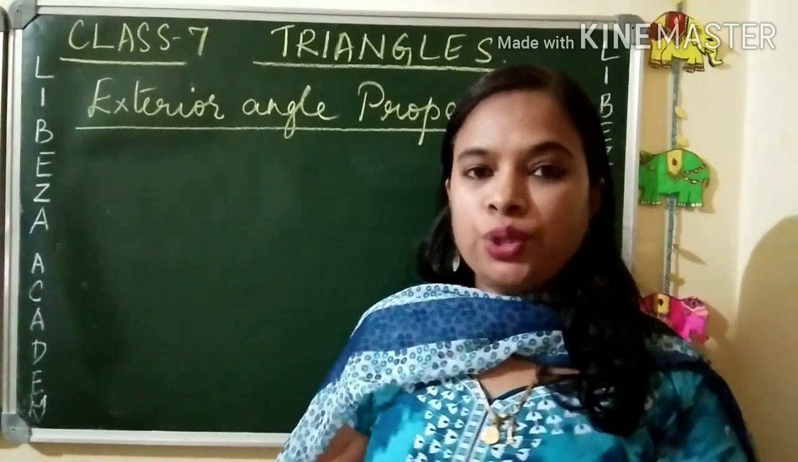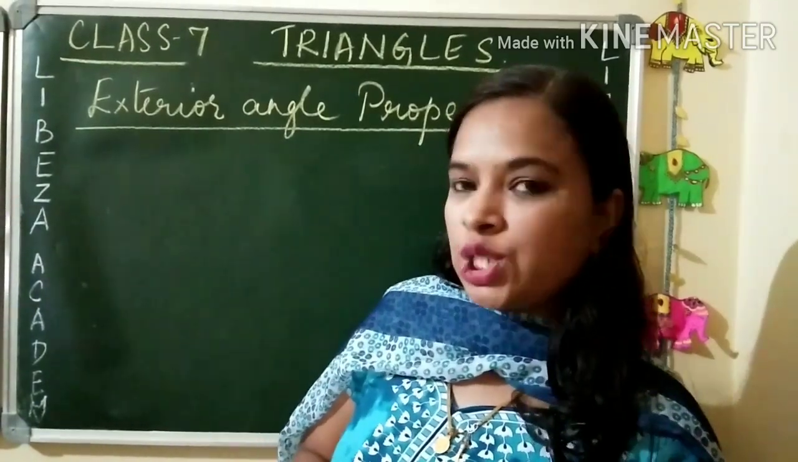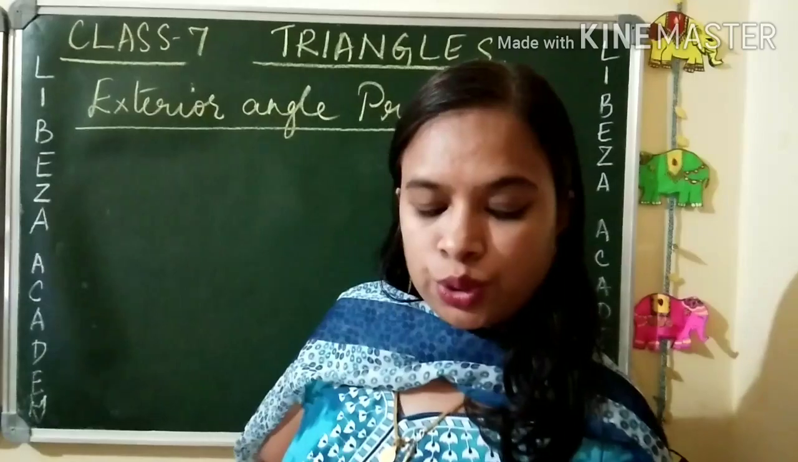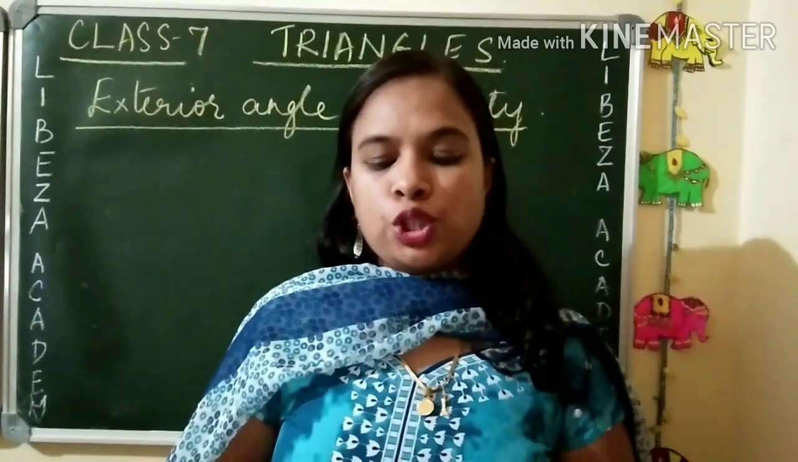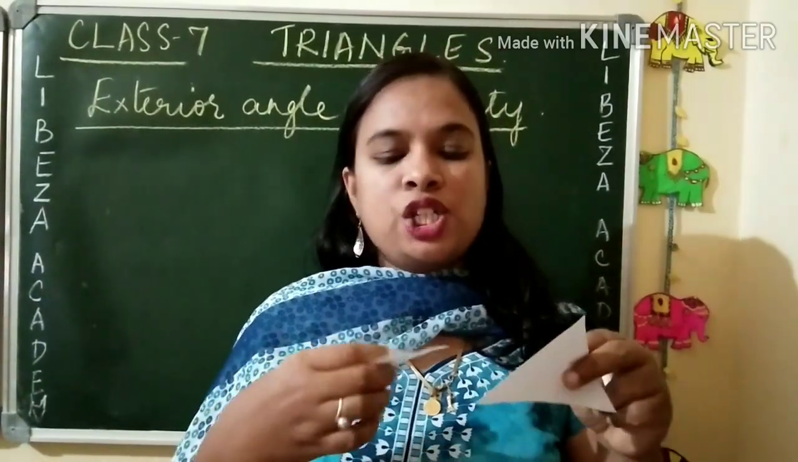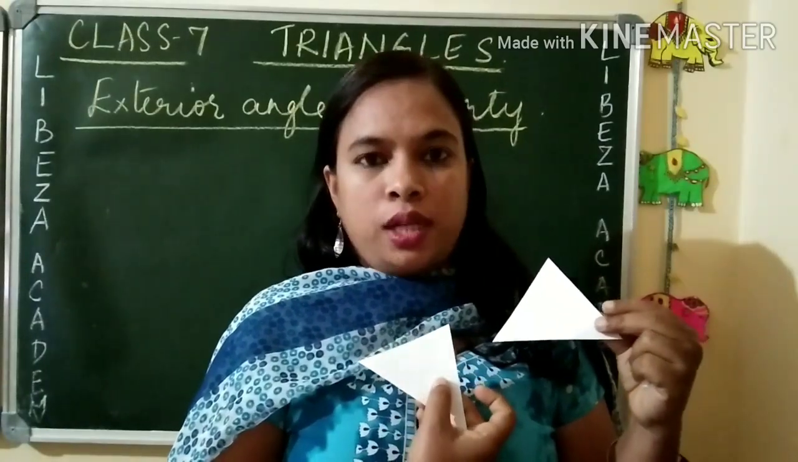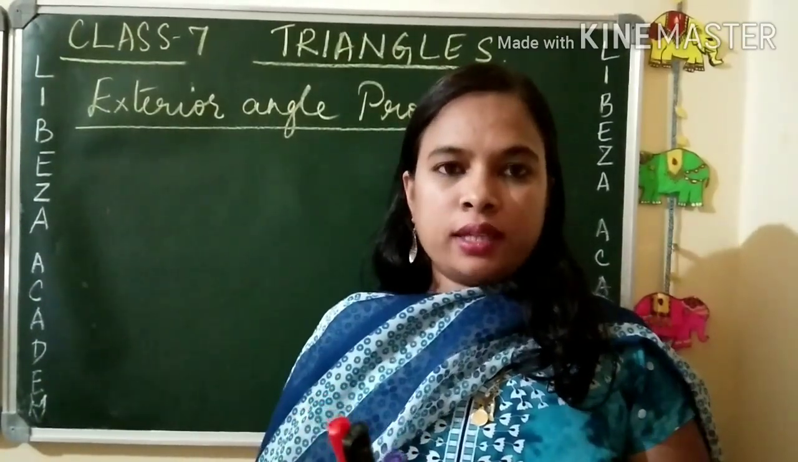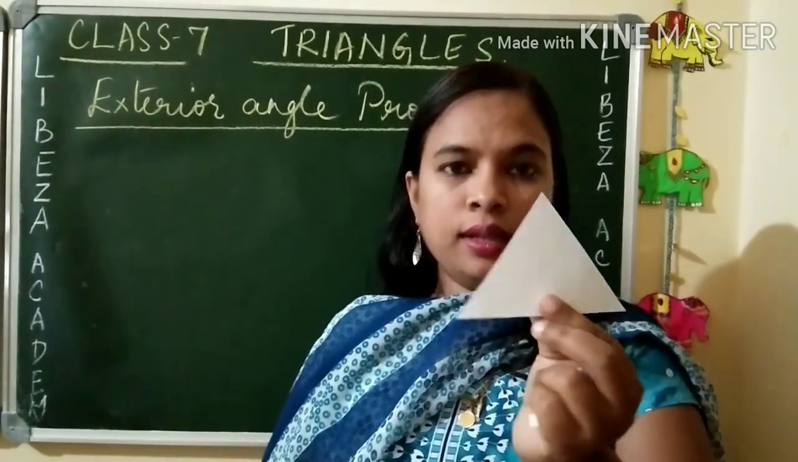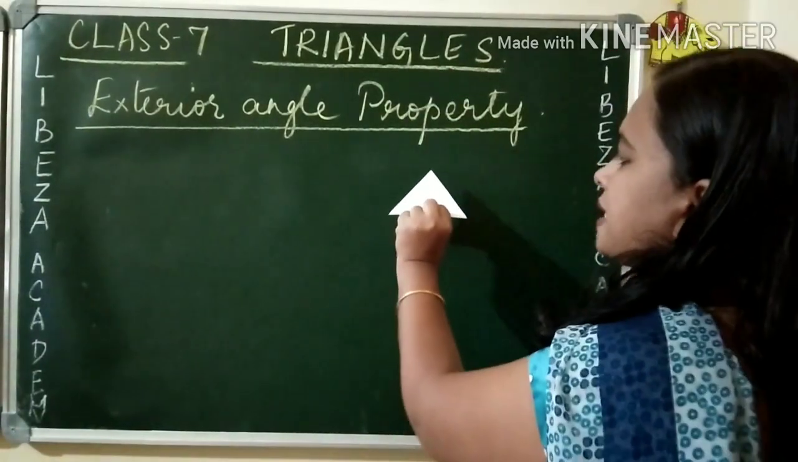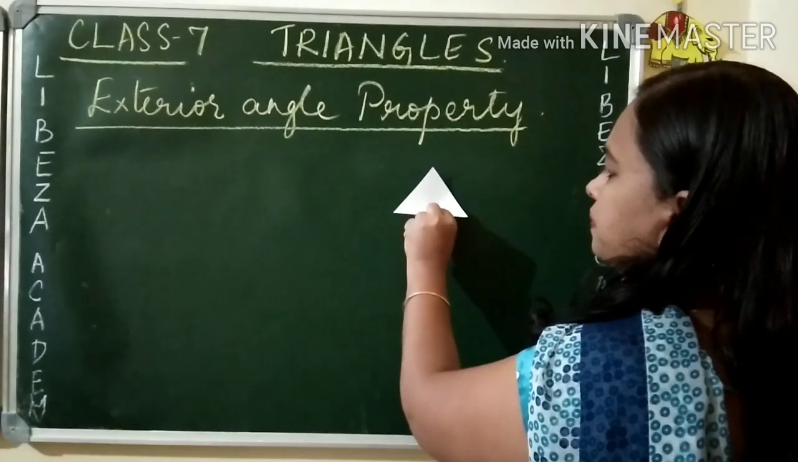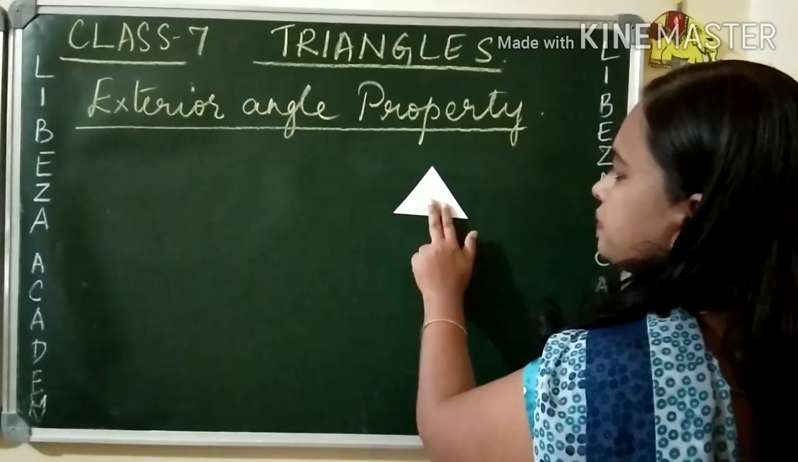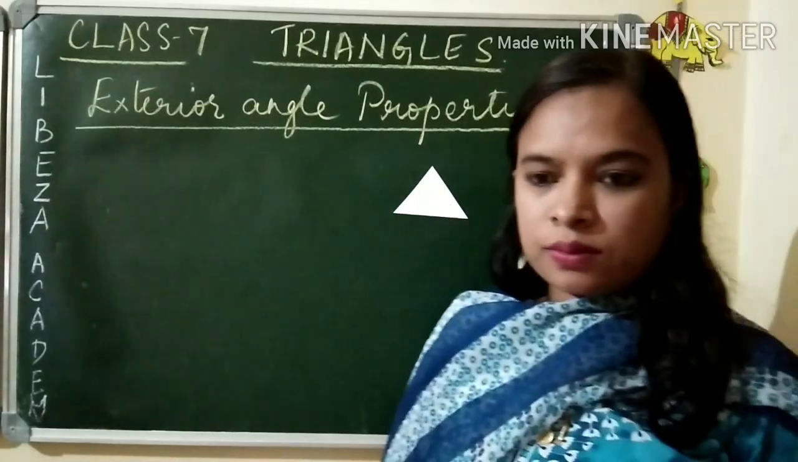First, what you need to do is quickly take a sheet of paper and cut out two triangles. Both should be similar in size and shape. Two congruent triangles you need to cut out. After you cut out the triangles, take one of the triangles and paste it on a sheet just like this.